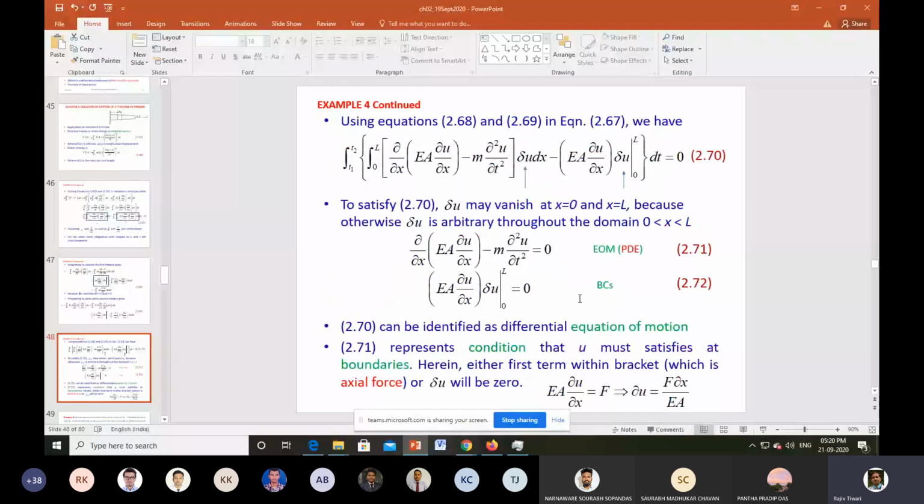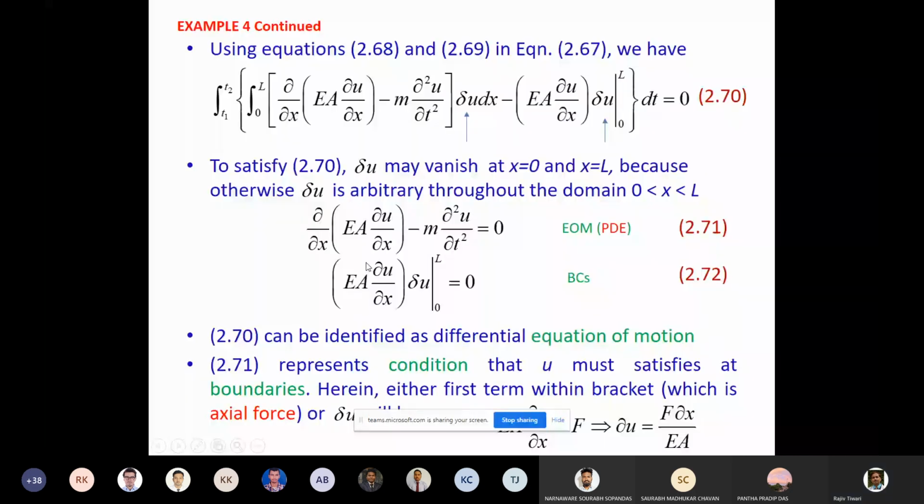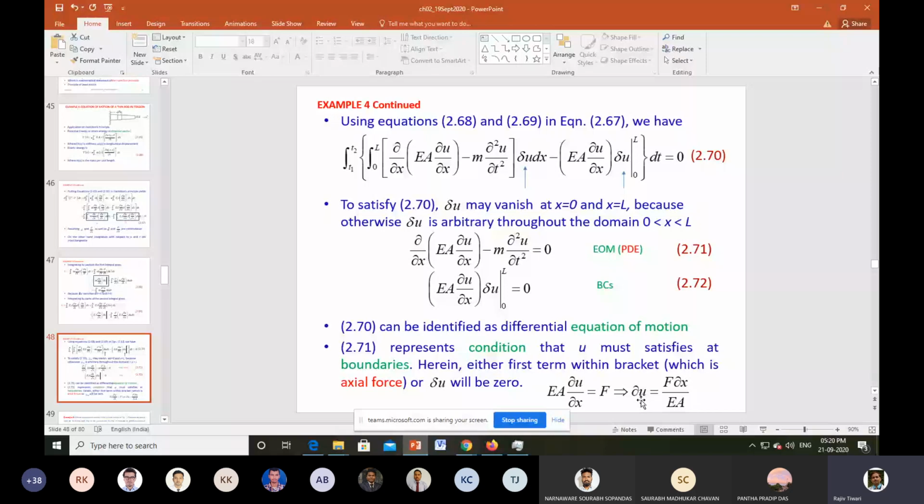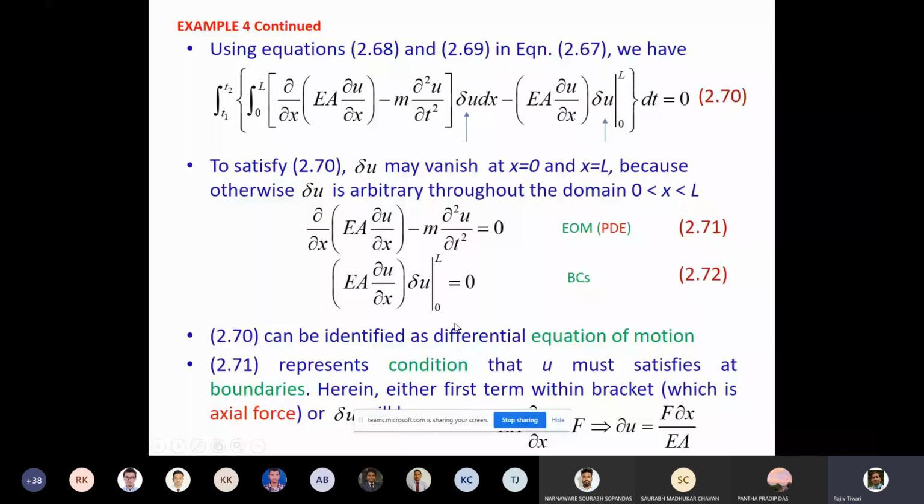Okay. And another thing is this particular term. If you see, this particular term is what? This is nothing but the axial force term. Okay, because you know the axial displacement is given by force into length by EA. So that is the same expression. So you can expect that in the axial vibration case, either the axial force will be zero or the displacement will be zero.